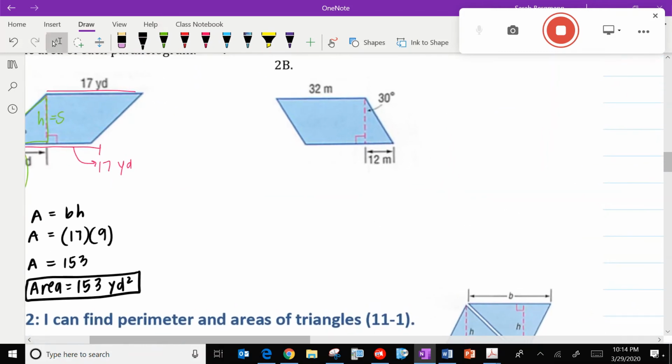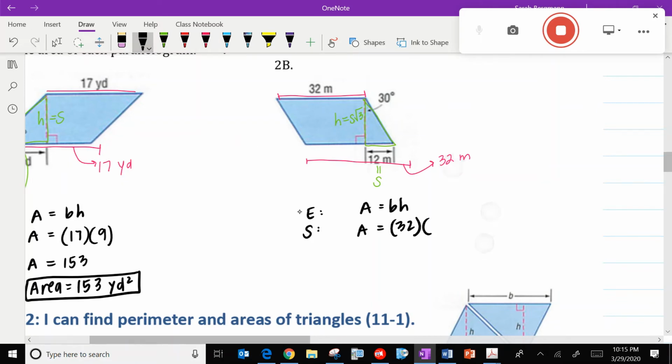All right, 2B, this one is a 30, 60, 90 triangle. This side is S, the height is equal to S radical 3. So let's start it out. Equation, area equals base times height. Substitution, area equals, again, the opposite side is 32 meters. That means this base is also 32 meters. So the base is 32.